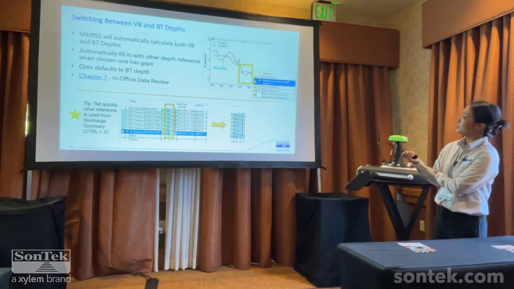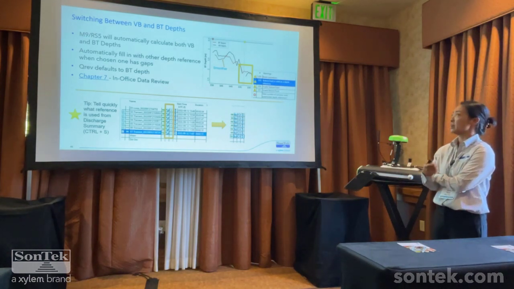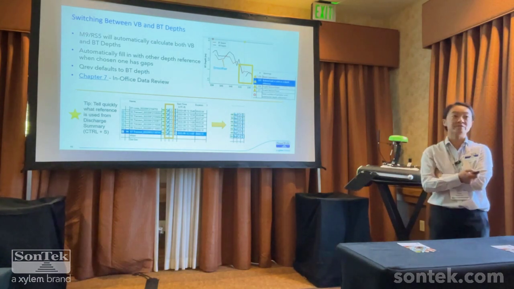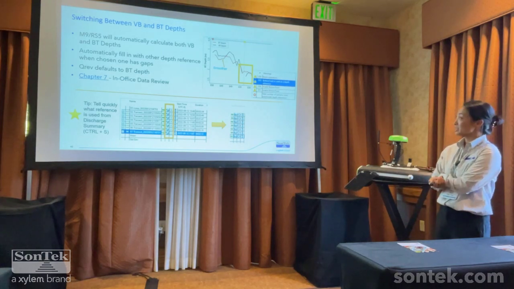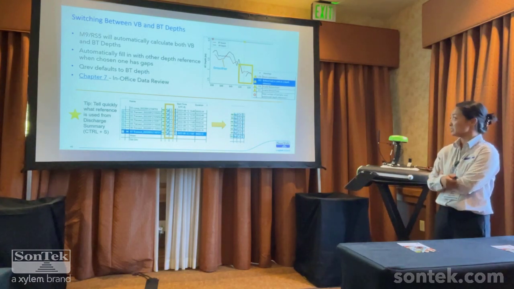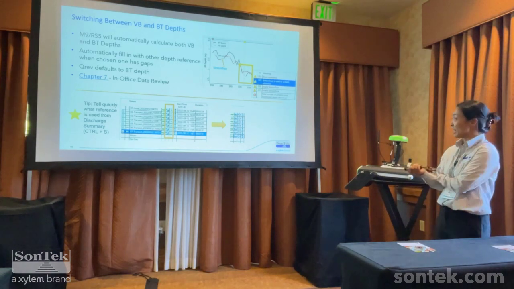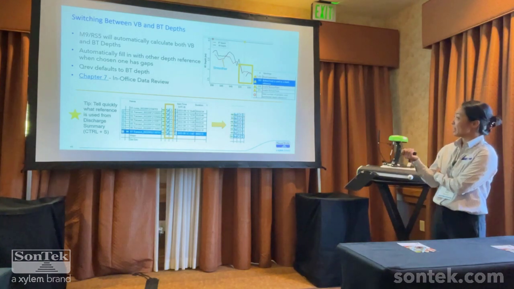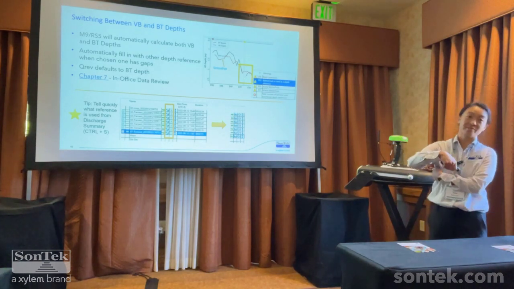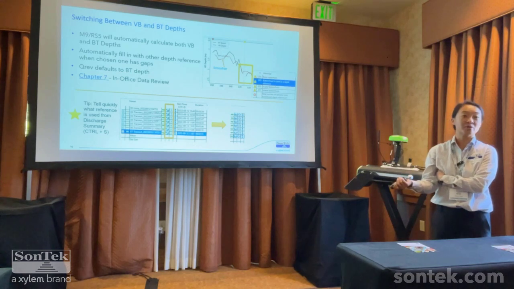So as I mentioned before, the M9 or the RS5, all our ADCPs will calculate both the vertical beam and bottom track depths automatically. You don't have to do anything special. We actually do automatically fill in gaps. So if you have one depth reference that has a hole, then the other depth reference will automatically fill in that hole if you do have a hole.